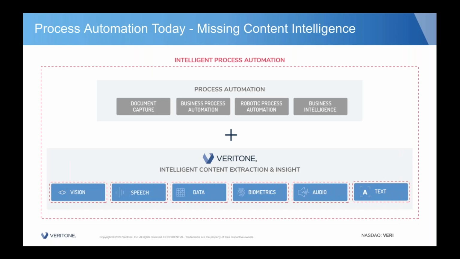You have these automations going on, but where things get a little bit difficult to automate is in this unstructured content that we're talking about, and even structured content that doesn't have the visibility that it needs. There's just too much of it to process. So that's really where Veritone comes in, providing that intelligent content extraction, insight, and understanding into these types of content. So we're gonna get into this next.